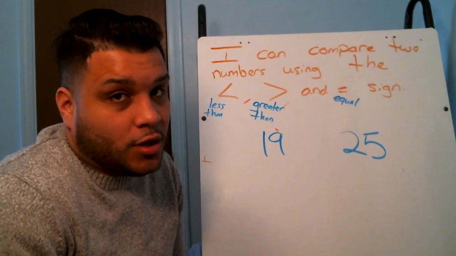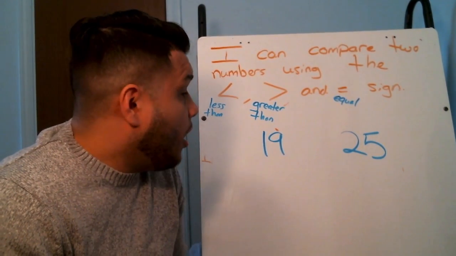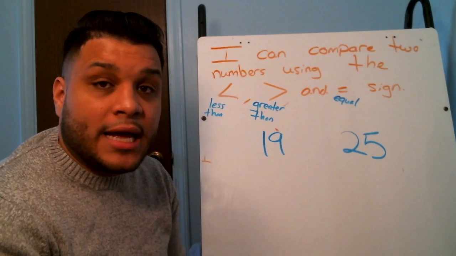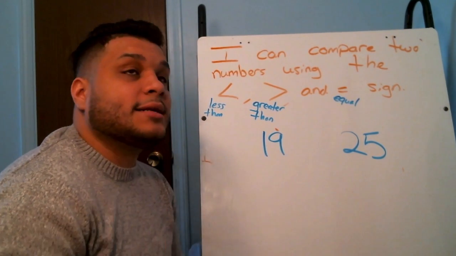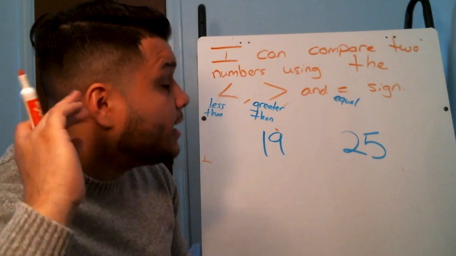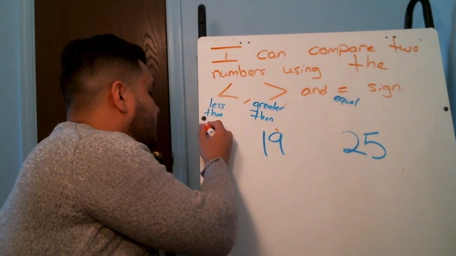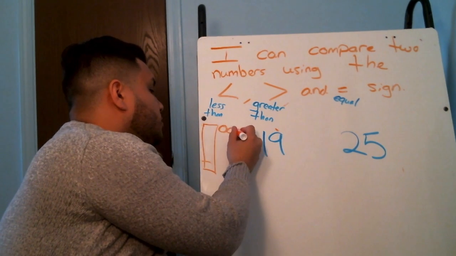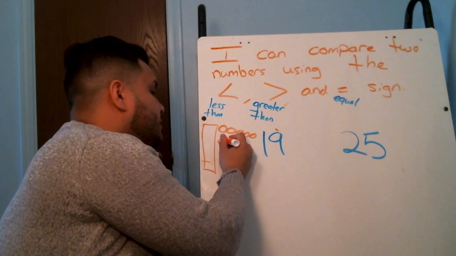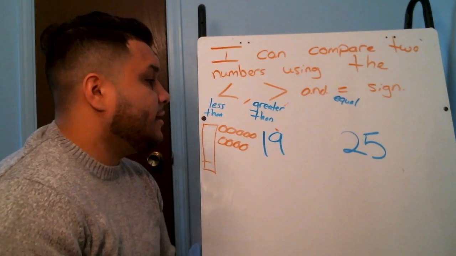Me, I like to draw pictures even though I'm not the best artist. But it helps me visualize to see which one has more. So I'm going to draw my picture for 19. And 19 has how many tens? Yes, 1 ten. And how many ones? 9 ones. 1, 2, 3, 4, 5, 6, 7, 8, 9.